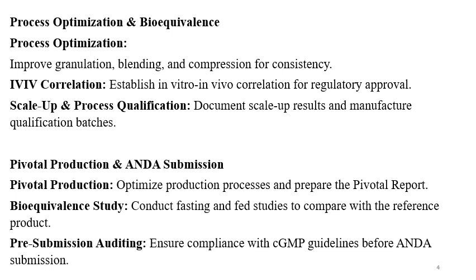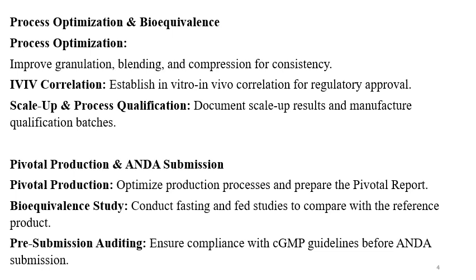Then scale up and process qualification. Documentation is required to do this activity of scale up and process qualification. Technology transfer is done. All the documents for scale up are prepared. Scale up batch results and manufacture the qualification batches. This is the next step.